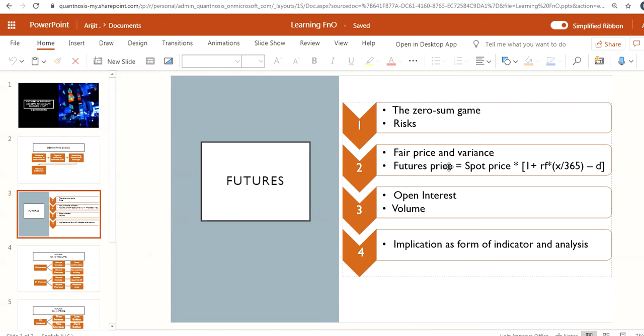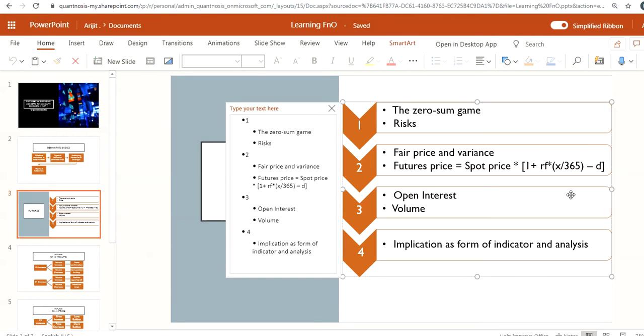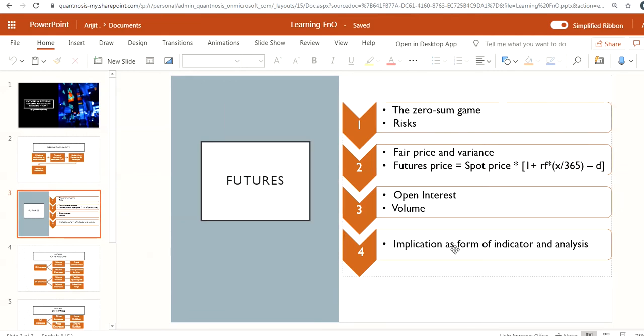So even though there is a fair price for the future, the price may fluctuate and there could be some variance between the fair price and the spot market, which means between the futures of an index, let's say Nifty, and the Nifty spot market, there is a difference. That is still possible even after calculating the fair future price. Okay, next is open interest and volume.